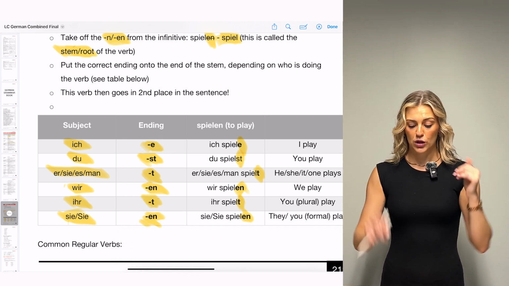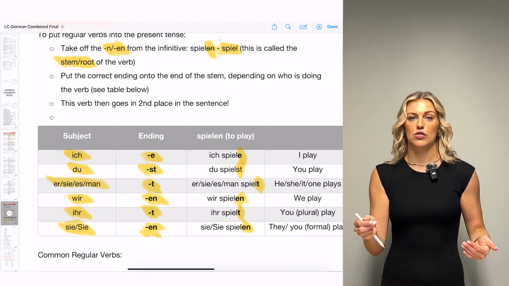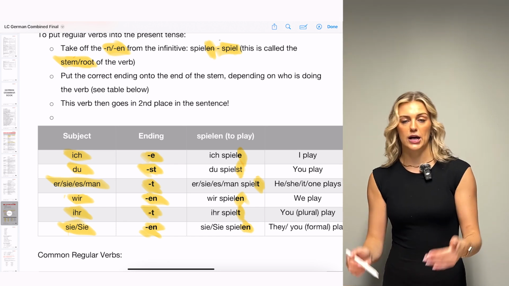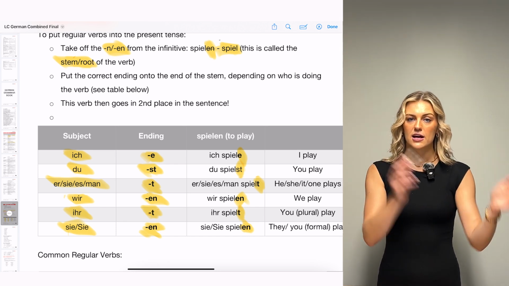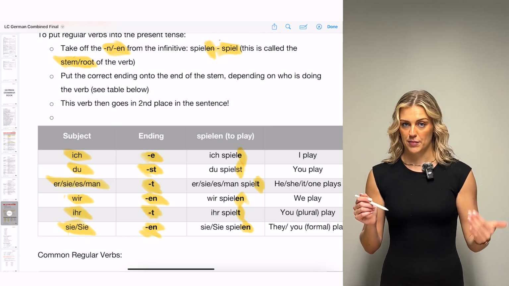So we get our verb, we take off the en, we look at who's doing the verb, and then we add on the correct ending depending on who's doing the verb. So for example, ich, I add on e, du, I add on st, sie, es, man, t, wir, en, ihr, t, sie, en. They're my endings, okay?